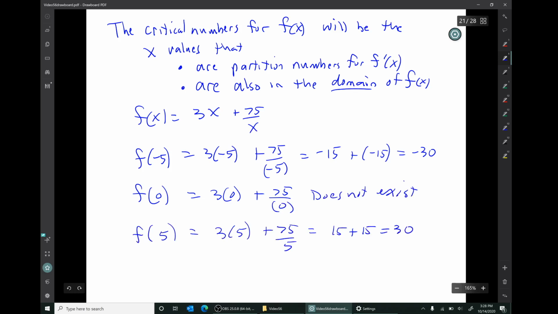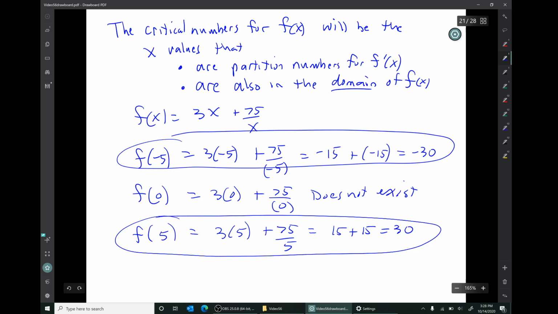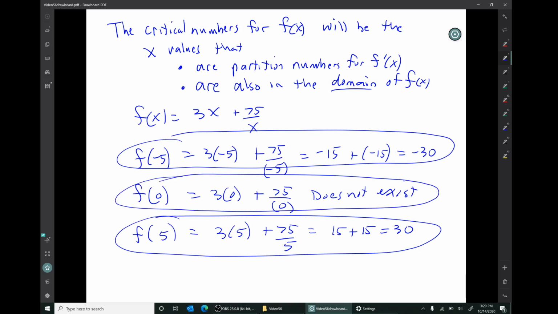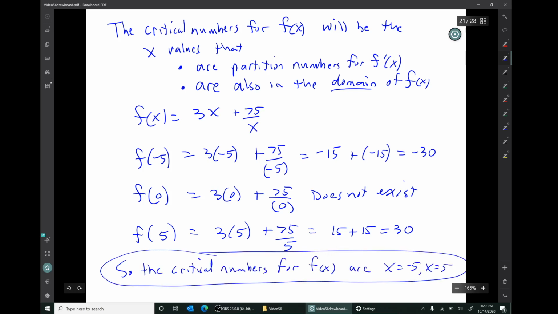We see that f of x does exist when x is -5, it's the number -30, and when x is 5, it's the number +30. But f(0) does not exist. So of those three partition numbers for f prime, the only numbers that qualify to be called critical numbers for f of x are x equals -5, x equals 5. So that's the answer to our question. Our question was to find the critical numbers for f of x.